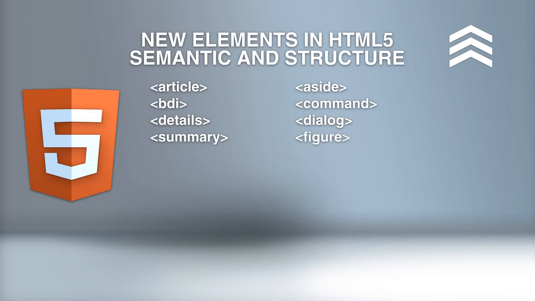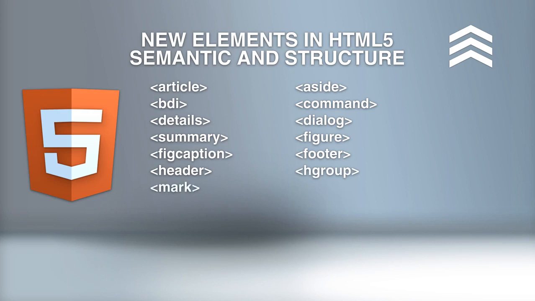Figure specifies self-contained content like illustrations, diagrams, photos, code listings, and so on. Figcaption defines a caption for the figure element. Footer defines a footer for a document or section. Header defines a header for the document or section. Hgroup groups a set of H1 to H6 elements when a heading has multiple levels, sometimes referred to as a header group. Mark defines marked highlighted text.